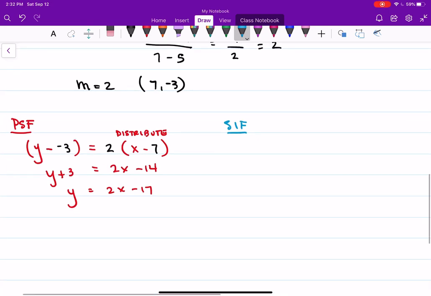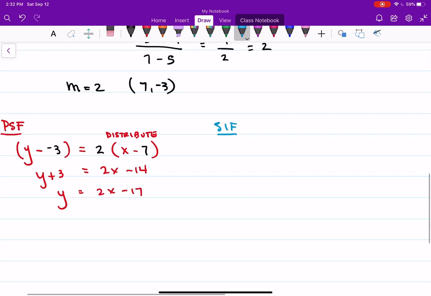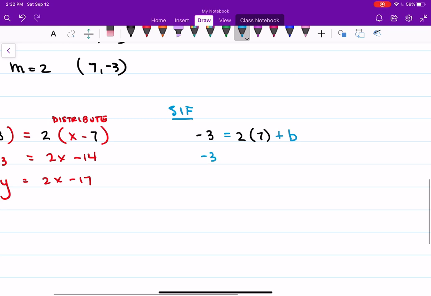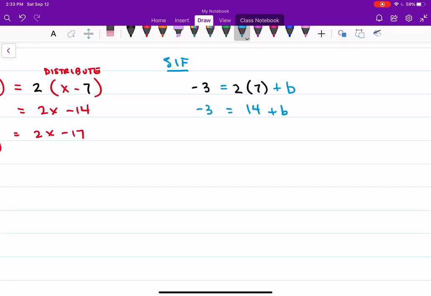If we use the SIF, we have y equals mx plus b. So y here is -3, equal to m, which is 2, times 7, which is x, plus b. So what do I have? I get -3 is equal to, I was about to put 9, but it's not 9. It is more like 14 plus b. To get b by itself, I have to subtract the 14.